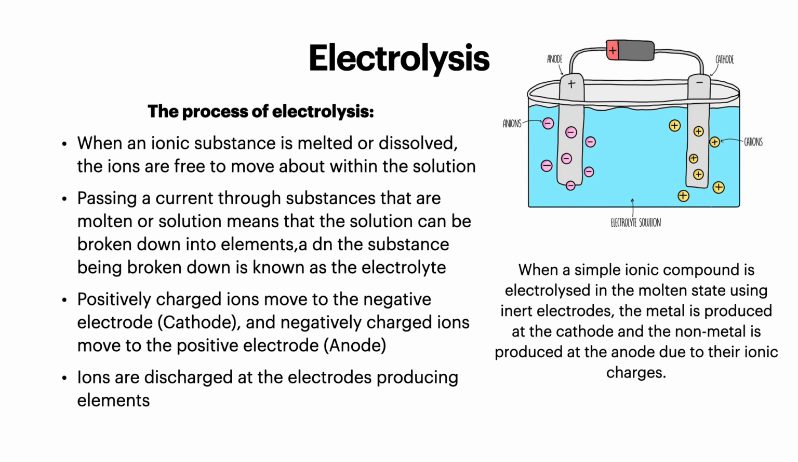Positively charged ions move to the negative electrode, which is also known as the cathode, and negatively charged ions move to the positive electrode, also known as the anode. And then ions are discharged at the electrodes, producing elements. When a simple ionic compound is electrolyzed in the molten state using inert electrodes, the metal is produced at the cathode, and the non-metal is produced at the anode, due to their ionic charges.